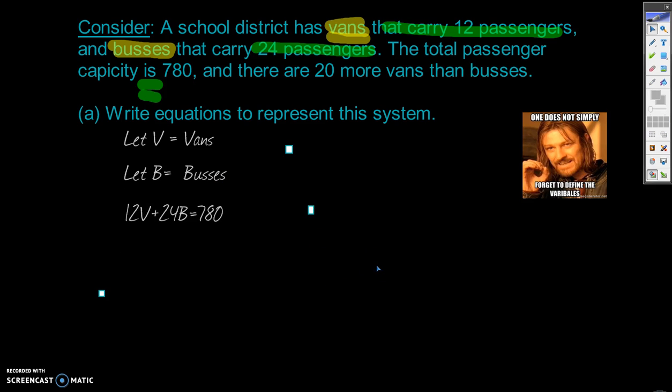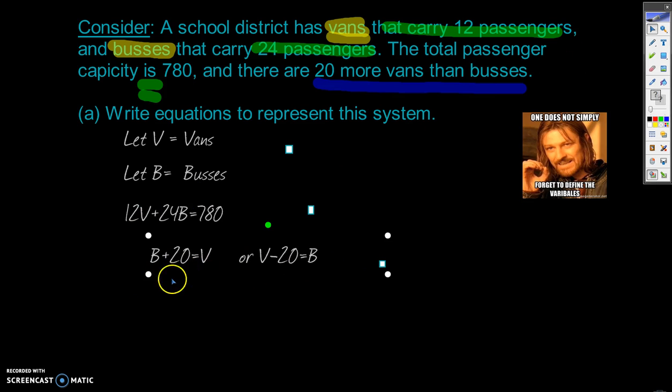Okay, but where we have a system, we have to deal with two or more equations. And that comes from the second piece of information here. It says that there are 20 more vans than buses. 20 more vans than buses. So if we wanted to make that equal, we could say that buses plus 20 will equal the vans, or vans subtract 20 will equal the amount of buses. So those are the two equations that you could use.